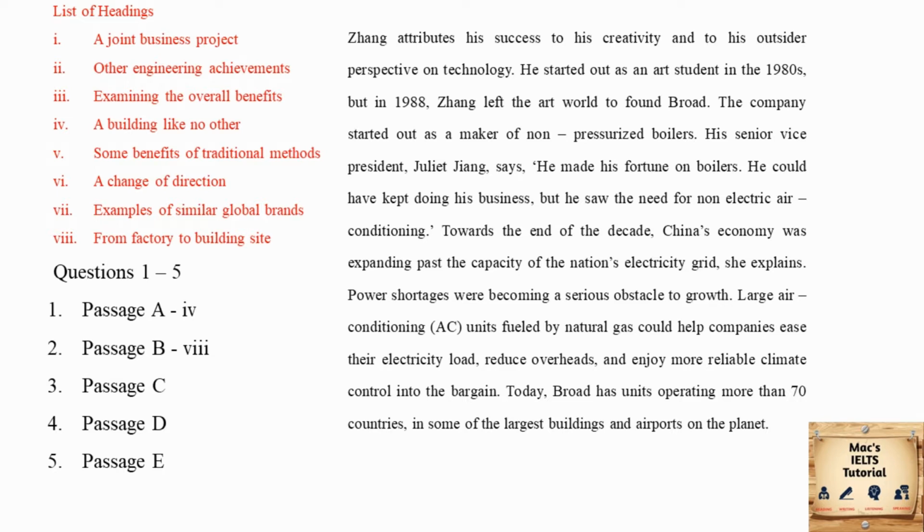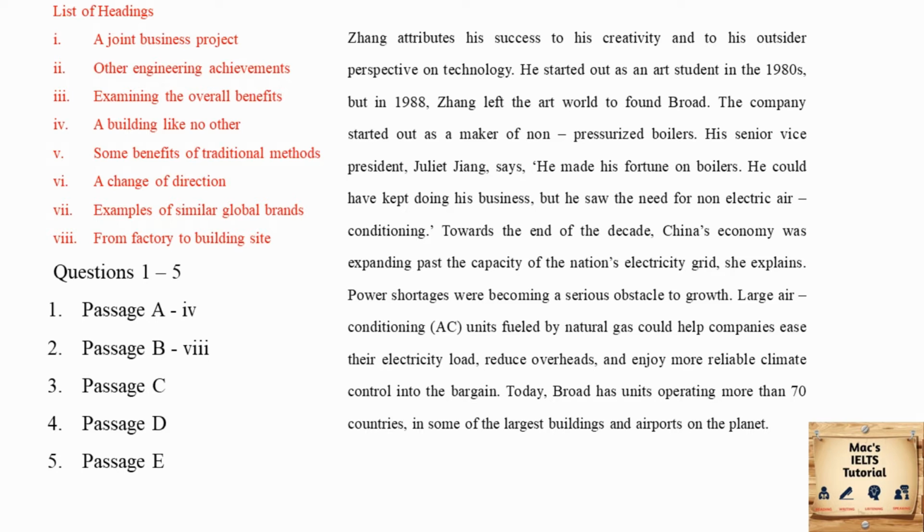He could have kept doing this business, but he saw the need for non electric air conditioning. Towards the end of the decade, China's economy was expanding past the capacity of the nation's electricity grid, she explains. Power shortages were becoming a serious obstacle to growth. Large air conditioning units fueled by natural gas could help companies ease their electricity load, reduce overheads, and enjoy more reliable climate control into the bargain.